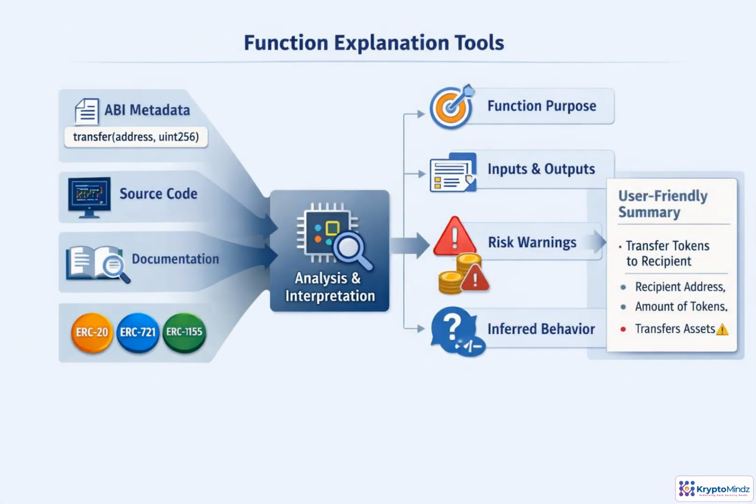Raw ABI entries still need interpretation. A name like transfer or approve only becomes safe to use when it is backed by context from metadata, verified code, documentation, and token standards. The tool should turn that evidence into a plain language explanation: what the function does, what inputs it needs, what it may return, and what state or assets it can affect. If behavior is inferred rather than verified, the agent should say so and flag risky actions before execution.